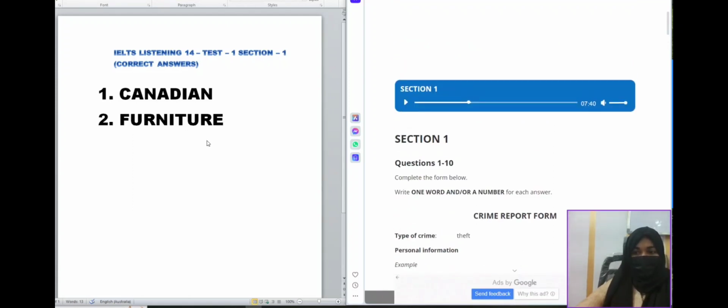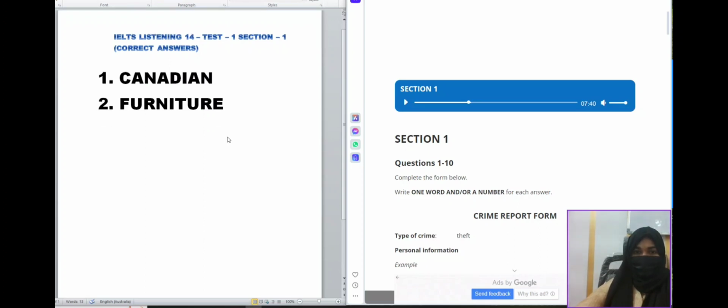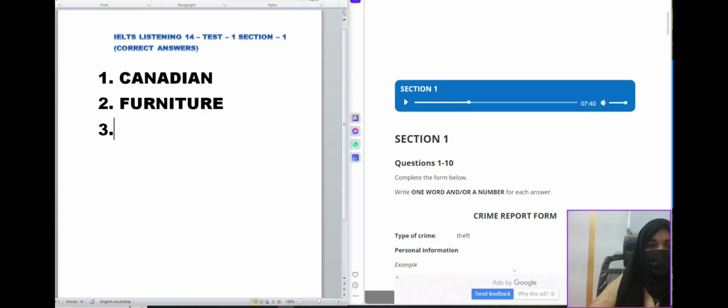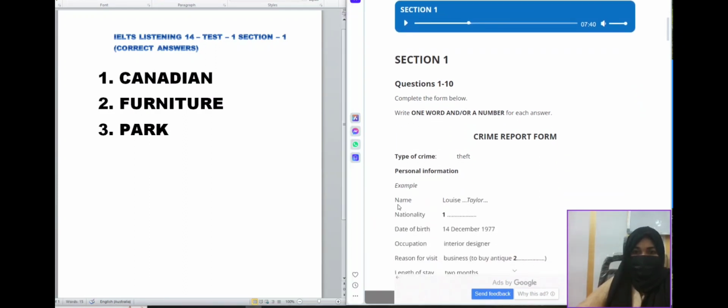Park apartment, okay? We got our third answer. Park apartment. Got it? Very nice.